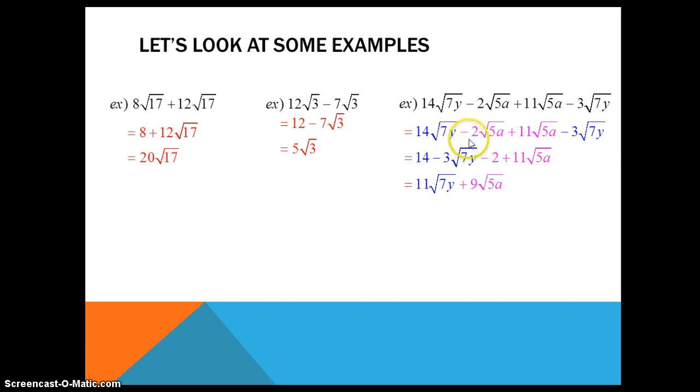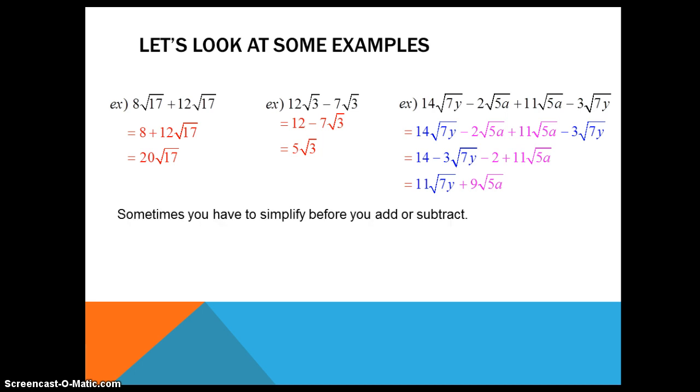And in pink, you can see the other two terms that are like negative 2 square root 5a and 11 square root 5a. So we're going to combine only the like terms. 14 minus 3 square root 7y and negative 2 plus 11 square root 5y. And so we get 11 square root of 7y plus 9 square root of 5y. Again, just like combining like terms, which I know you guys are good at.